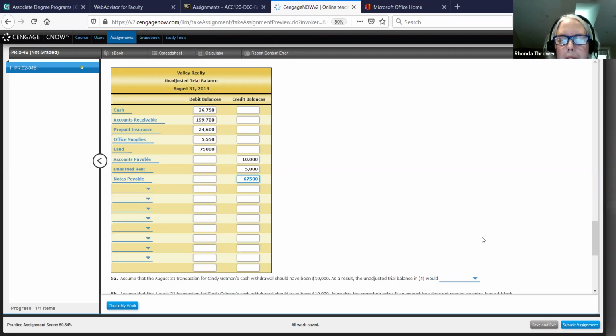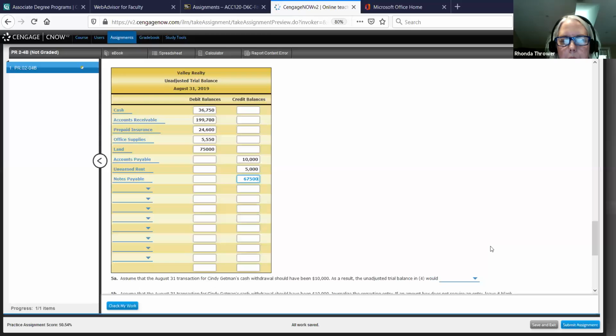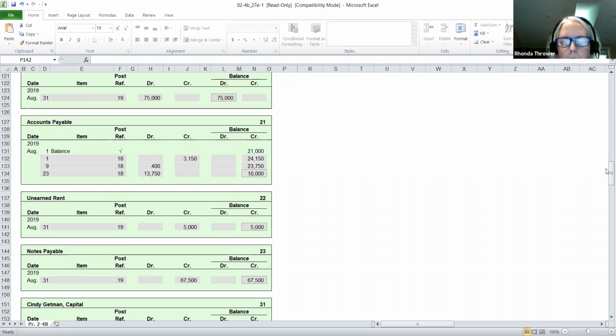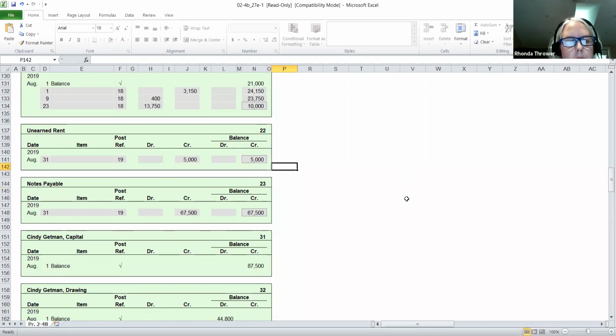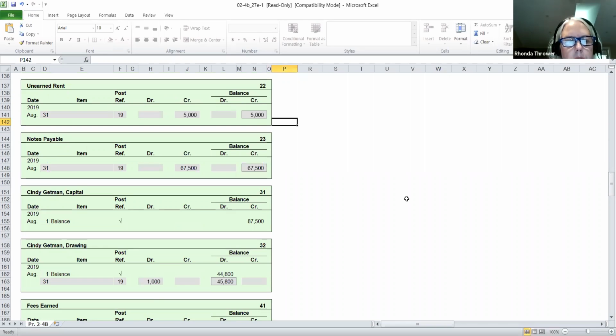I'm going to go back to my general ledger and pick up my next account. My next account, let me scroll up a little bit. Bear with me just a second. My computer's running slow. Come on now. Come on. All right, now it's cooperating.